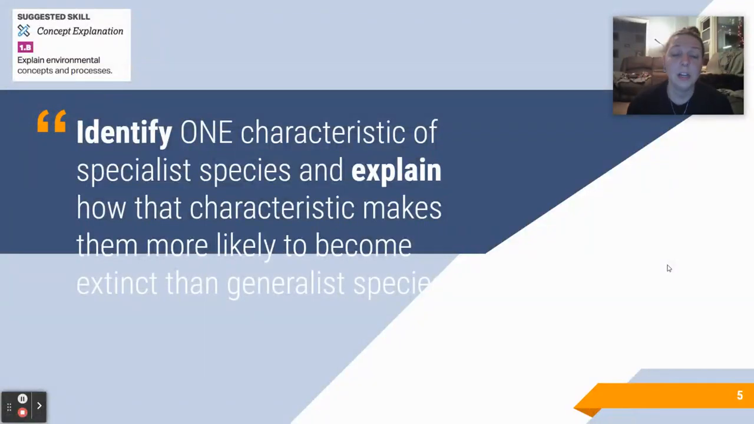Very simple. So for your FRQ for this unit, I want you to identify. So just say one characteristic. This is a characteristic of a specialist species. Just state it. And then explain how that characteristic makes them more likely to go extinct than a generalist species. So that's where you're going to have to give a little bit more detail.